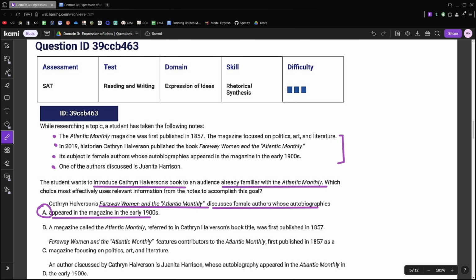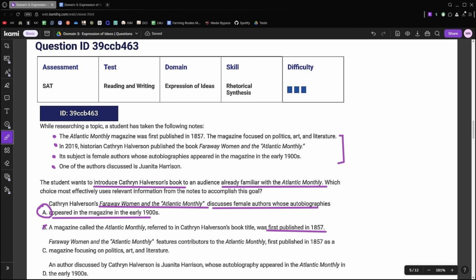B. A magazine called the Atlantic Monthly, referred to in this person's book, was first published in 1857. Here they do two things wrong. The first thing is, they don't explain what the book is about. All they say is that the magazine was referenced in the book title, but they don't even tell what the book is about. So they already failed the first part. And then the second thing that's wrong is that they explain what the magazine is about. Well, they don't explain what it's about, but they say that the magazine was first published in 1857. They failed the second part of the task. We don't need to describe what the Atlantic Monthly is. That's why B would be wrong.